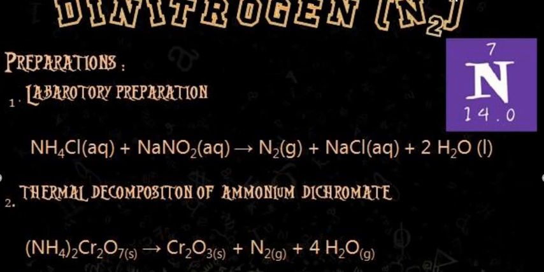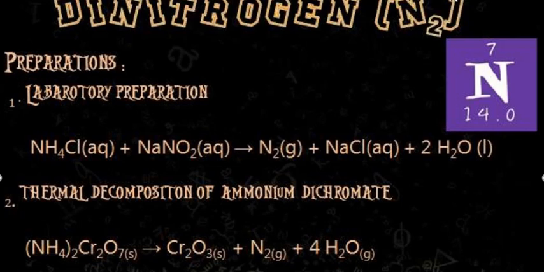First compound, that is dinitrogen. Dinitrogen is commercially produced by liquefaction and fractional distillation of air. And this liquid dinitrogen distills out first, leaving behind liquid oxygen.